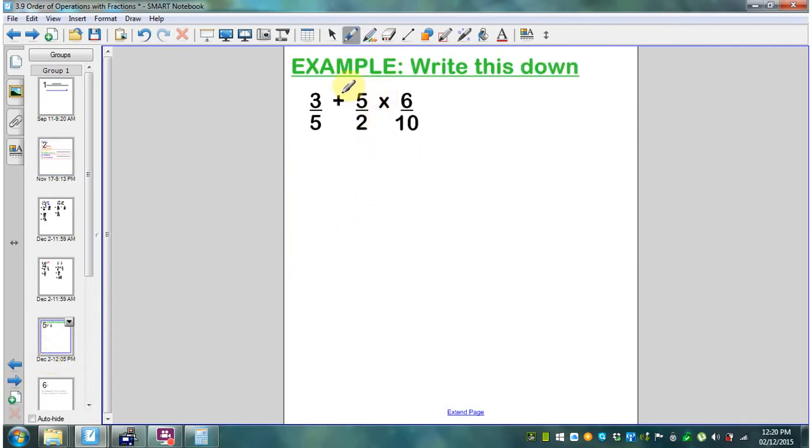So here, what do we do first? The addition or the multiplication? According to BEDMAS, we do the multiplication first. So, anything we don't work with, we just carry down. So 3 over 5, and the plus, we're not dealing with that. We're doing our multiplication first. So we're going to multiply these two fractions together. 5 over 2 times 6 over 10. Right away, I can see some things that can be simplified.